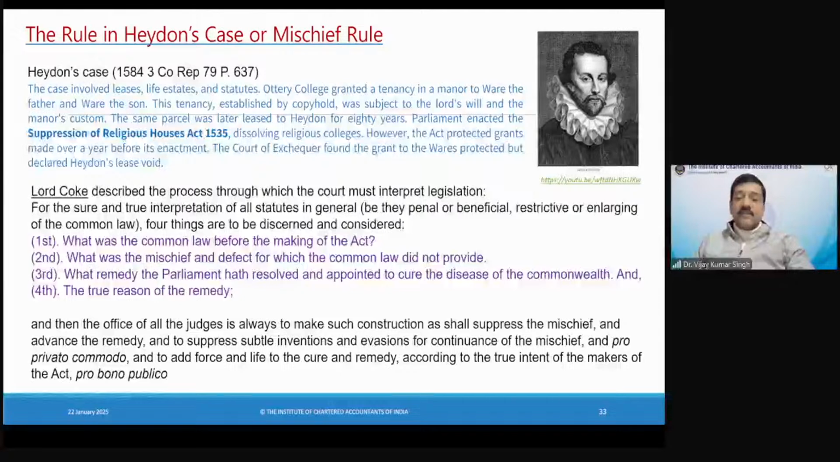And then the office of all the judges is always to make such construction as shall suppress the mischief and advance the remedy, and to suppress subtle inventions and evasions for continuation of the mischief, and pro privato commodo, and to add force and life to the cure and remedy according to the true intent of the makers of the act pro bono publico. This is what has been talked about in Hayden's case, or you can say the mischief rule.